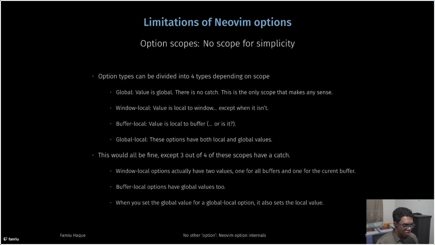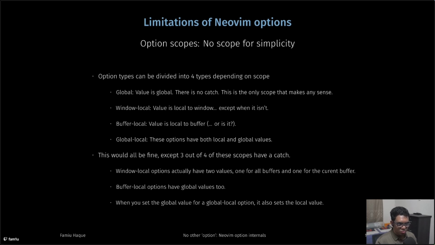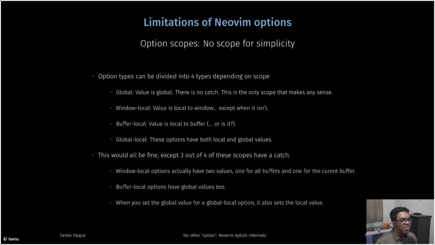And then we have global local options. These are the bane of my existence. These haunt me in my nightmares. Literally, these haunt me in my nightmares. These options have both global and local values. There's no way that can go wrong, right? Like, we already have window local and buffer local options, and they have no catch at all, right? Now, when you combine them with global options, there's absolutely no way that can go wrong, right? Anyway, moving on.